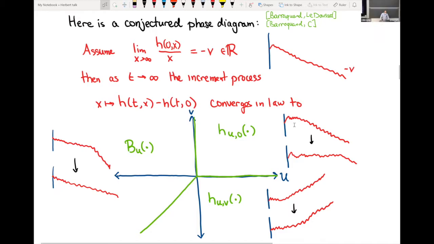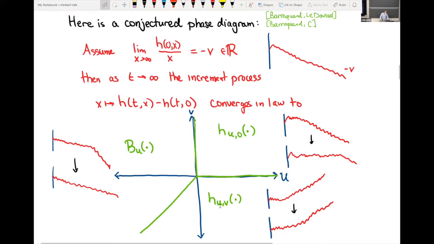Now, the other region of non-uniqueness is when u and v are both positive. So in this case, the picture to have in mind is, u being positive means you have a positive slope here, and v being positive, well, remember, this is a minus v, means that you have a negative slope over here. So you still have this situation where the slope at infinity is negative, the slope near 0 is positive, and somehow the effect of that moves away.